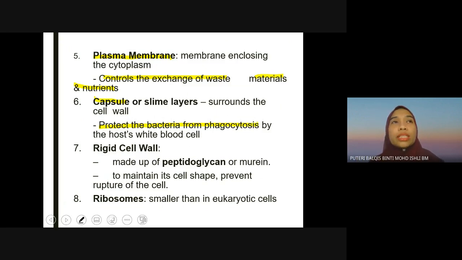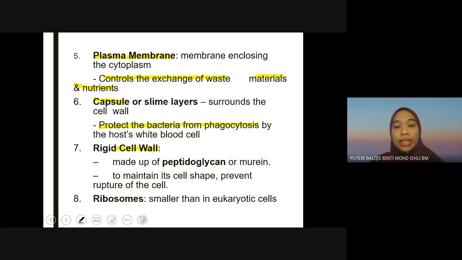Okay, contohnya lah, kalau dulu-dulu sebelum COVID ni, okay, sekarang ni pun ada sebenarnya. Kata kalau awak pergi toilet and then awak tak basuh tangan, lepas awak pergi toilet, awak tak basuh tangan, okay, awak terus makan. E. coli tu boleh masuk dalam badan awak dengan senangnya. Sebab apa? Sebab dia ada kapsul. Okay, dia akan protect the bacteria from phagocytosis by the host white blood cell. Okay, yang tu. And then dia ada cell wall.